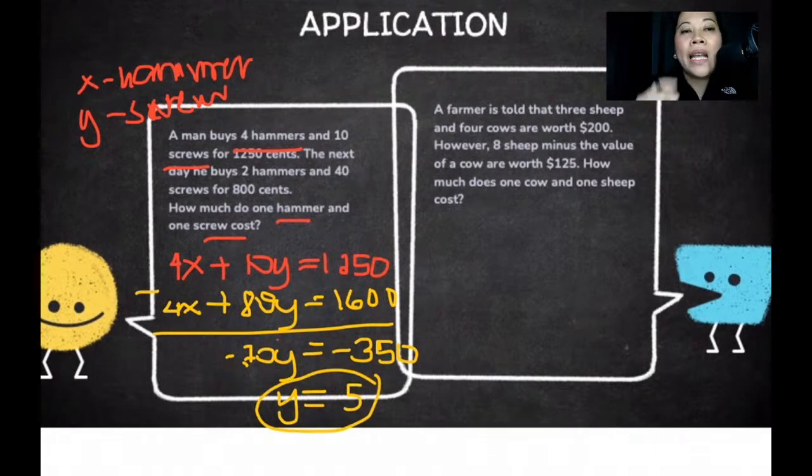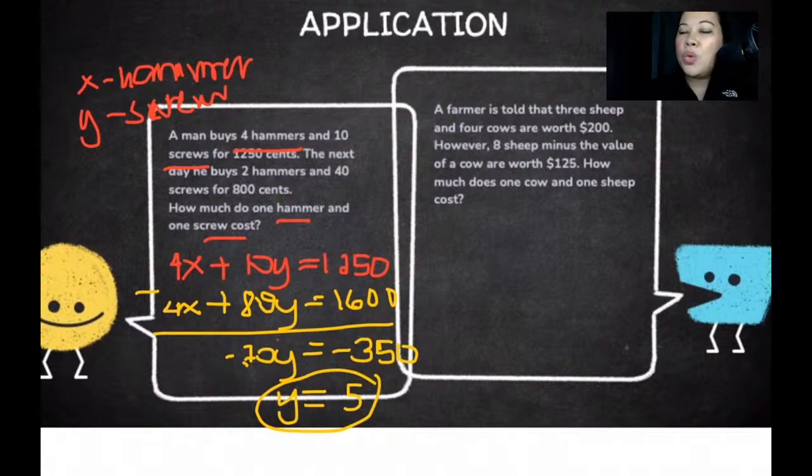So that means each screw is 5 cents. And then you can substitute the value of y into one of your equations so that you would know how much the hammer is. All right. The next one, we have a farmer. I will not continue this one. You can just substitute and then you would find the value of x.